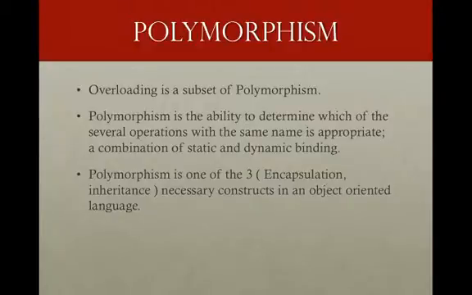Now moving on. Something that you should know about overloading. Overloading is a subset of polymorphism. Polymorphism is the ability to determine which of the several operations with the same name is appropriate. A combination of static and dynamic binding. Polymorphism is one of the 3 necessary constructs in an object-oriented language, as well as encapsulation and inheritance.